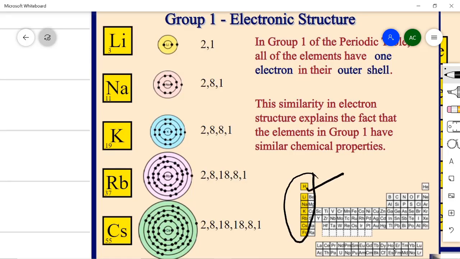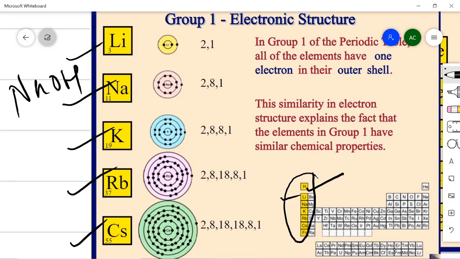Hydrogen is also there in the first group, but when we say alkali metals, they start from lithium. So lithium, sodium, potassium, rubidium, cesium are known as alkali metals because they form alkalis with water. Just now I told you they form hydroxides with water, and these hydroxides are water soluble. These bases are water soluble, so they form alkali.